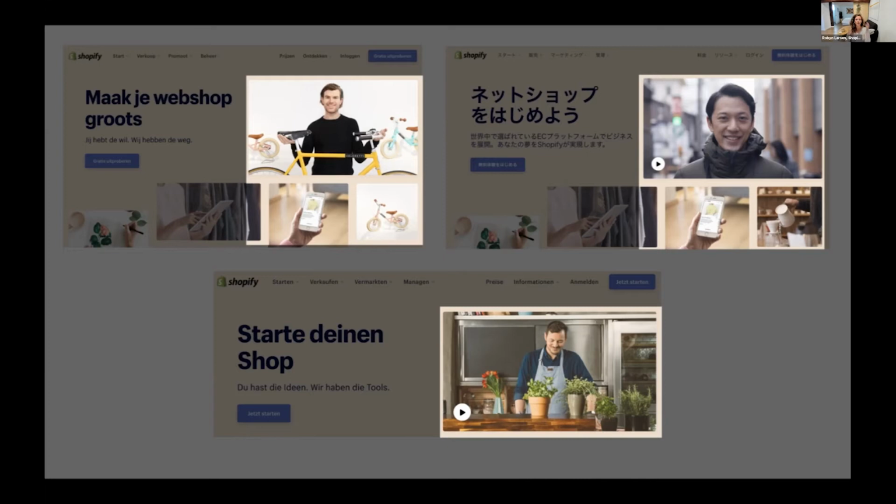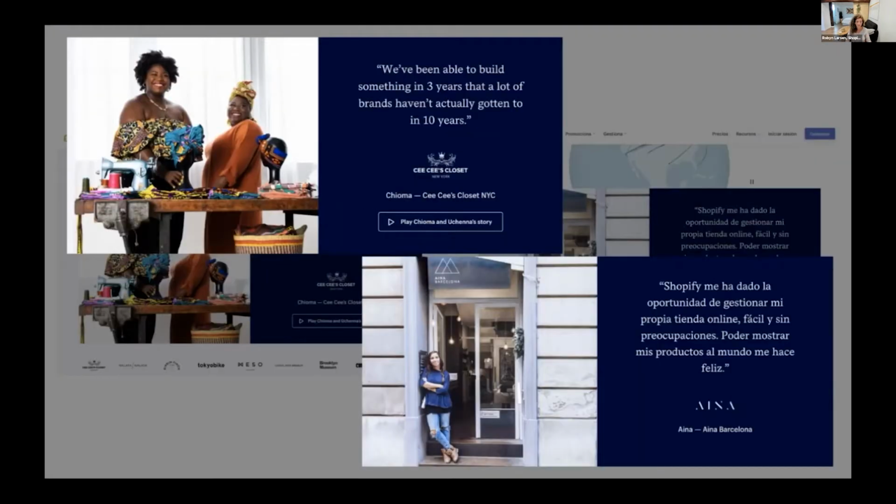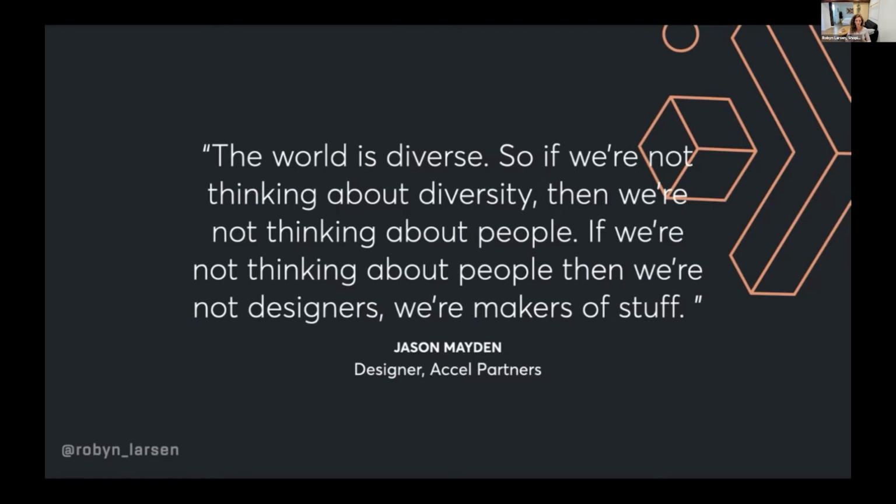And so peer validation is a huge way to build trust when you're stepping into new markets. And we always try our best to feature local users, localized testimonials. The world is diverse. And so if we're not thinking about diversity, then we're not thinking about people. And if we're not thinking about people, then we're not designers. We're just makers of stuff.